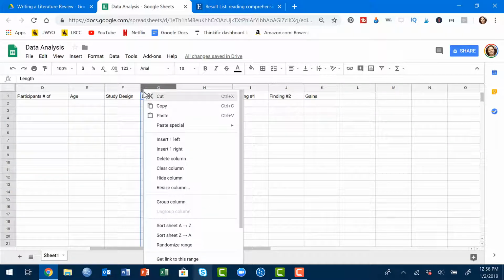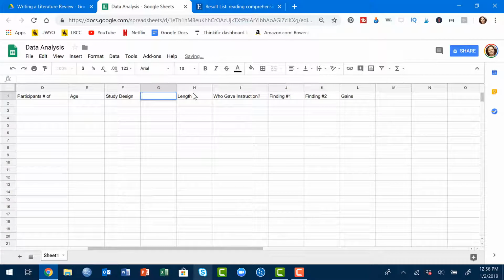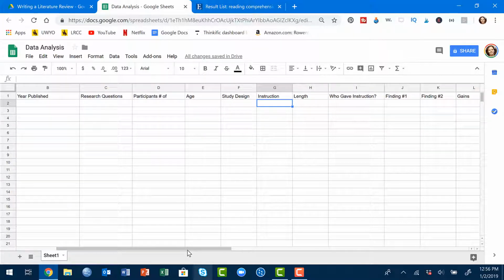So the other thing that I also would add in here is what kind of instruction did they receive, right? Some kind of a little description. So you can see as I start this, I have some basic things in mind that I put in, and then I went, oh yes, I'm also going to want to know, right, the instruction. I'm going to want to know who gave it, okay? I'm going to want to know how long was it.